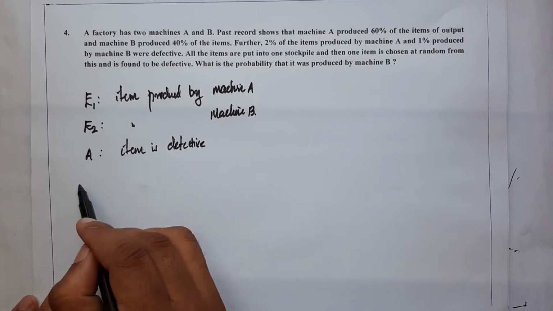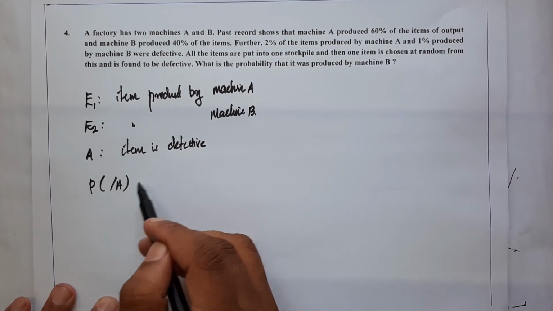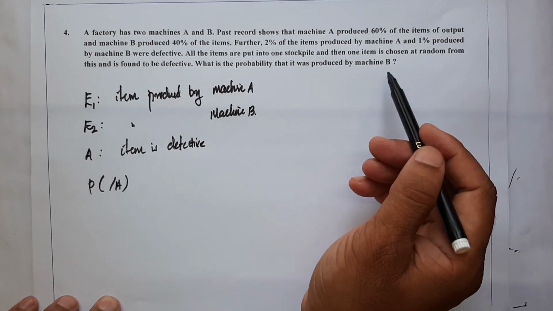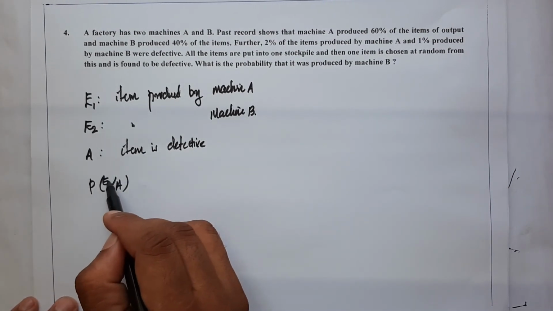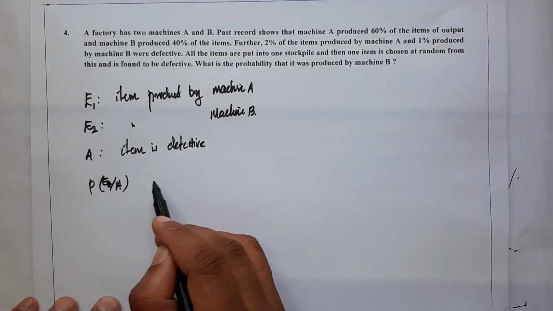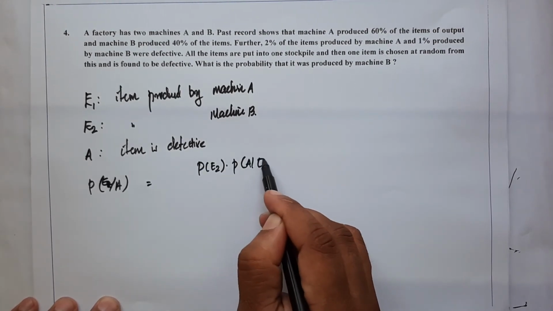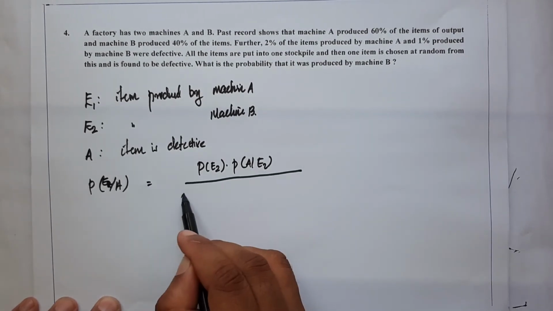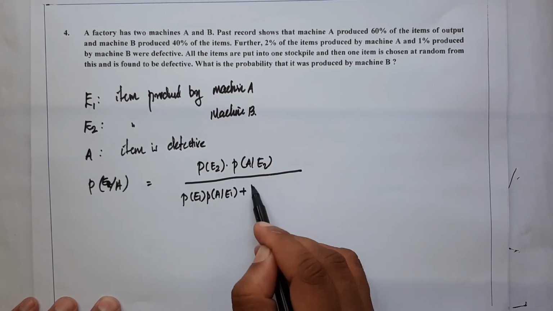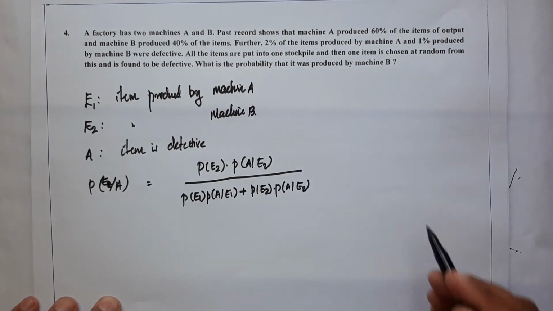Okay, now using Bayes' theorem, here A has already happened. The item is already selected, that is defective. We find the probability that it is from the second machine, that is P of E2 given A, because E2 represents the second machine. P of E2 given A is equal to, using the definition, P of E2 into P of A given E2 the whole divided by P of E1 into P of A given E1 plus P of E2 into P of A given E2. Now we find the probability.